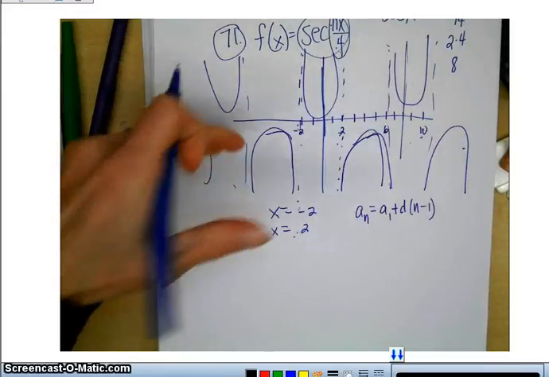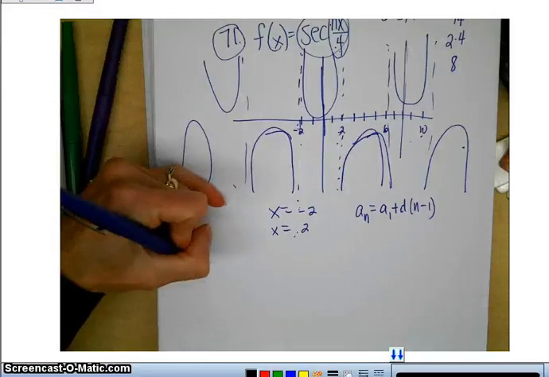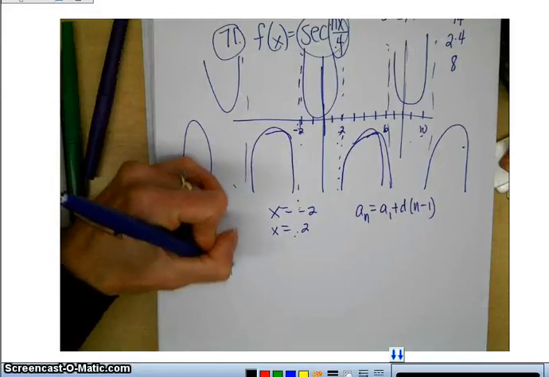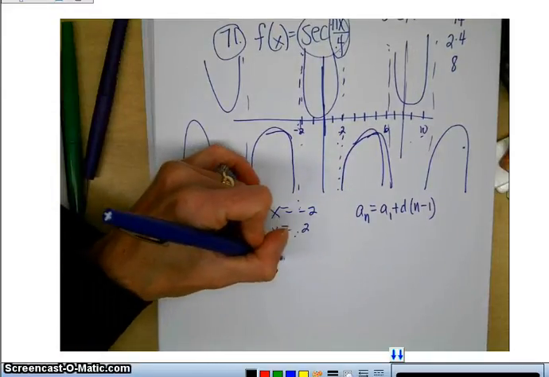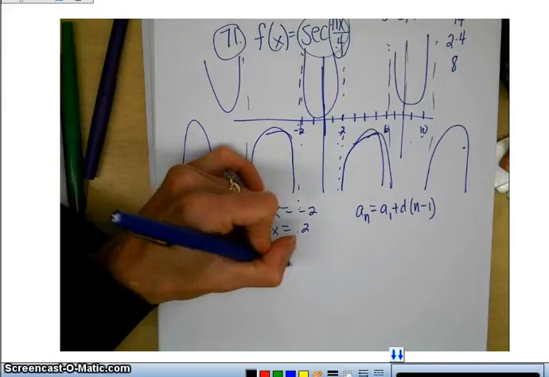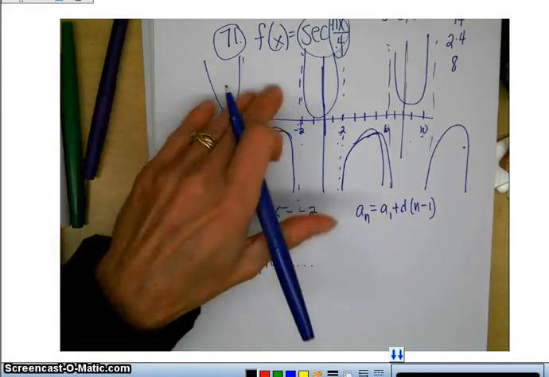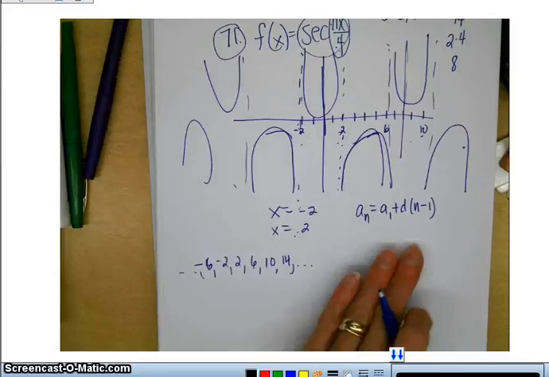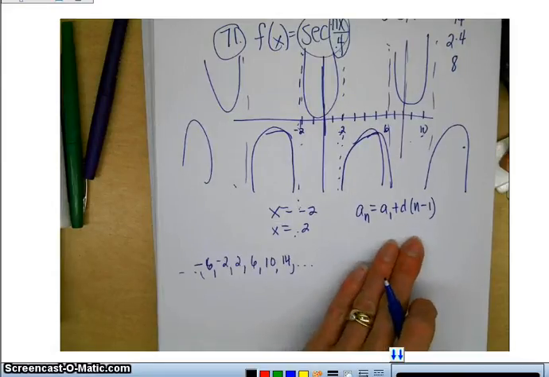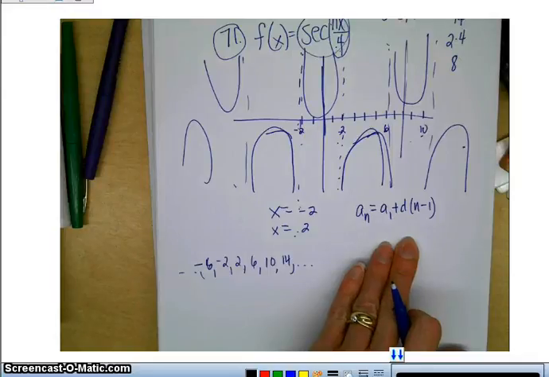So I want to take this pattern of numbers, -6, -2, 2, 6, 10, 14, and so on. This pattern of all the places where this is not continuous, and I want to write it in a short little equation. And so I can use this formula from pre-calc to do that. And that's how they get the answer in the back. We'll get a different one.